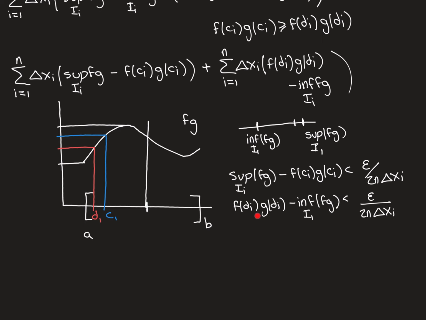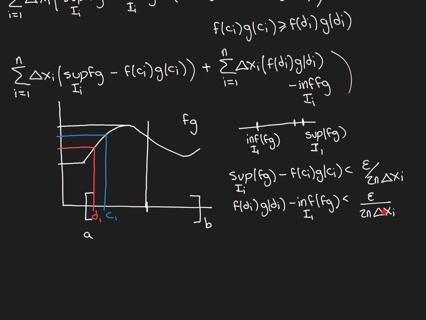Similarly, for picking the d points in the d sequence, you're going to need to pick them so that this holds true: if you go to each one of the subintervals and look at where the d point in that subinterval is being mapped onto, it's being mapped onto something less than or equal to where the c point for that subinterval is being mapped. And we're also going to pick them such that in each subinterval, the place where the d point is being mapped onto minus the infimum of the function for that subinterval is going to be less than epsilon, again, over 2n times the length of that relevant subinterval.